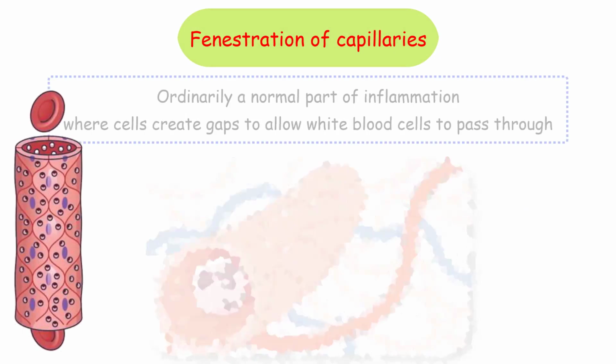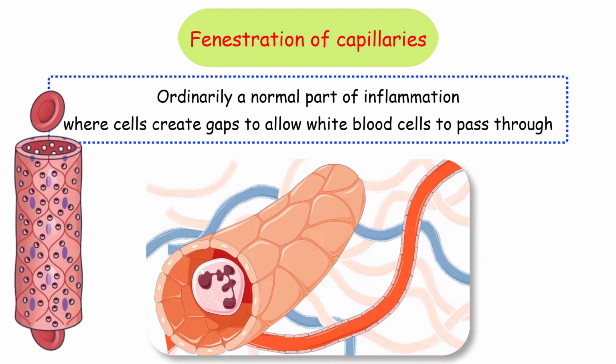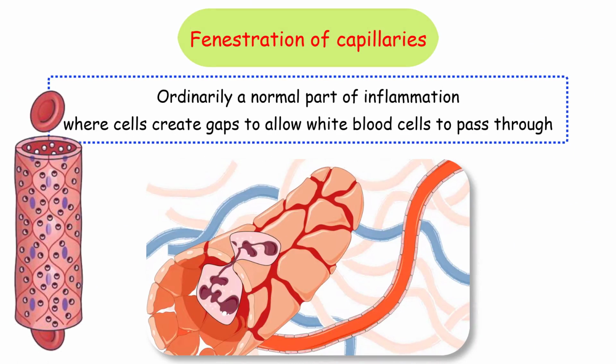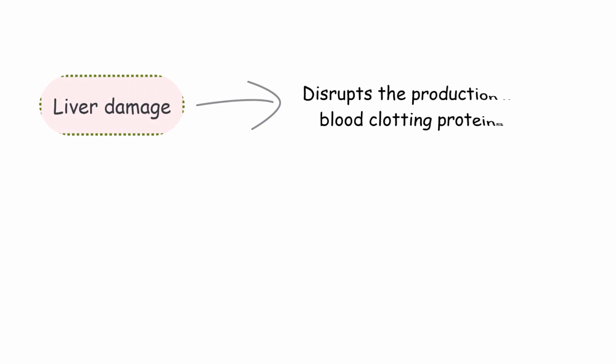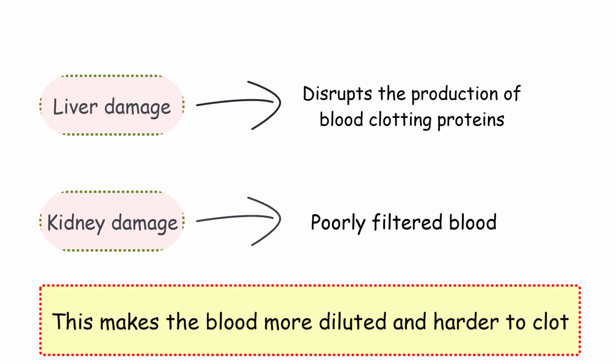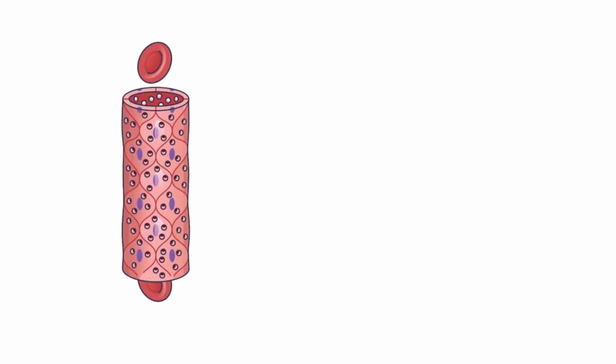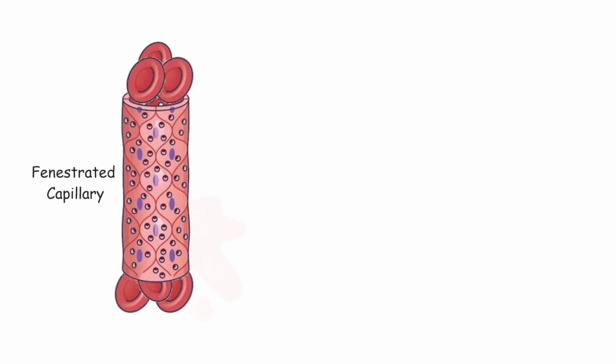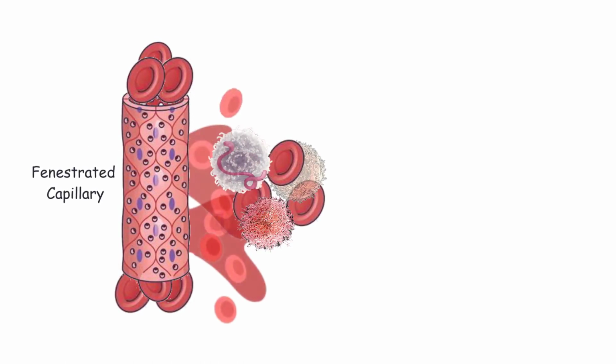Part of this chaos involves fenestration of capillaries, ordinarily a normal part of inflammation, where cells create gaps to allow white blood cells to pass through. However, liver damage, which is common in Ebola virus infection, disrupts the production of blood clotting proteins, and kidney damage from the virus results in poorly filtered blood. This makes the blood more diluted and harder to clot. Consequently, with numerous fenestrated capillaries and increased blood volume, hemorrhage often results. This hemorrhage is a common cause of death from Ebola virus.